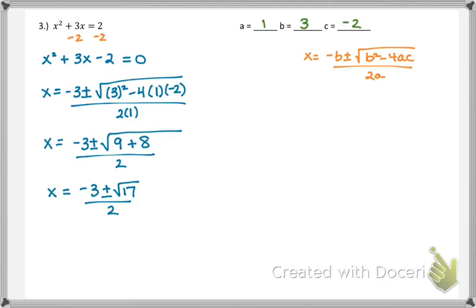Okay, I can't take the square root of 17, but I also can't break it up into factors that I can take the square root of. And then I also can't reduce the fraction because I can't reduce 3 over 2. So this is it. Negative 3 plus the square root of 17 over 2, and negative 3 minus the square root of 17 all over 2, whatever that is as a decimal. Alright, and very last one.